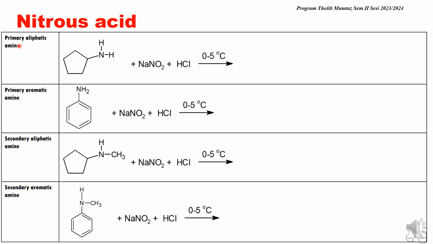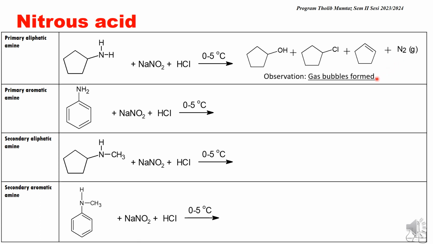First, let's look at primary aliphatic amine. When reacted with nitrous acid at 0 to 5 degrees Celsius, it will form four products. The first one is alcohol with the OH replacing the NH2. The second is chloroalkane, again the Cl replacing the NH2. The third product is an alkene, where one hydrogen from the structure is eliminated. And then lastly, nitrogen gas, which gives us the observation for primary aliphatic amine: gas bubbles formed.